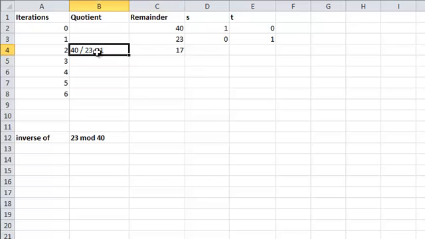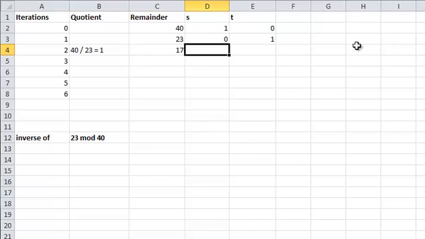So when you divide 40 by 23, 23 can only fit into 40 once. So how much is left? How much is left after this division? Well, we have 17 left afterwards, and that's the remainder.